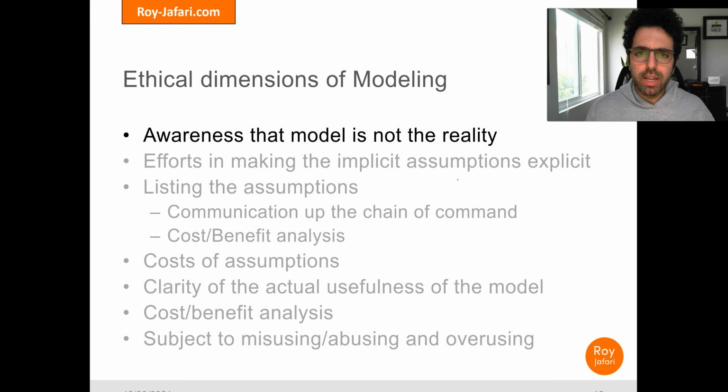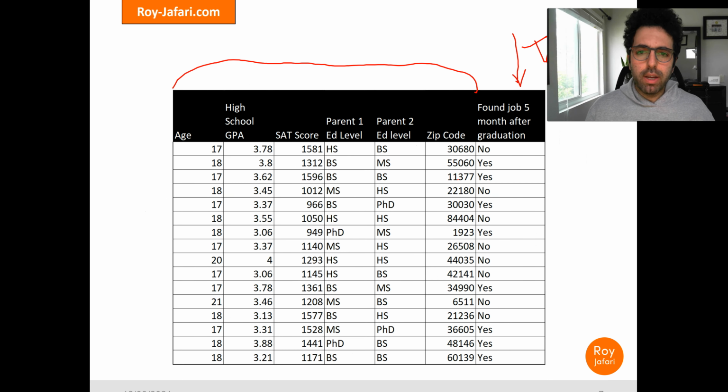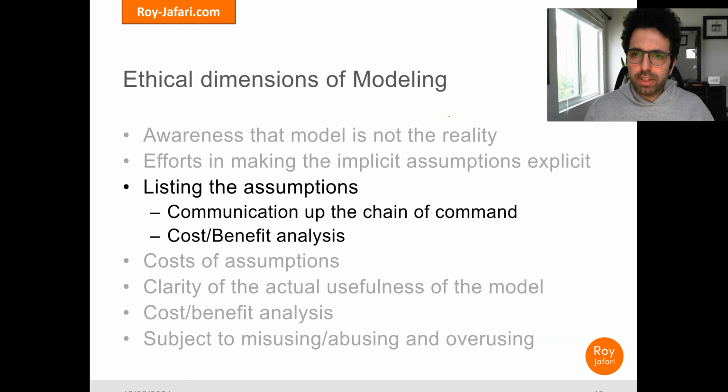So for instance, here in this example, let me get back here. If we were to include the zip code or not include the zip code, would it create equity concerns? Would we be favoring some part of the population over the other? So that's a good question to think about. So these are the assumptions.